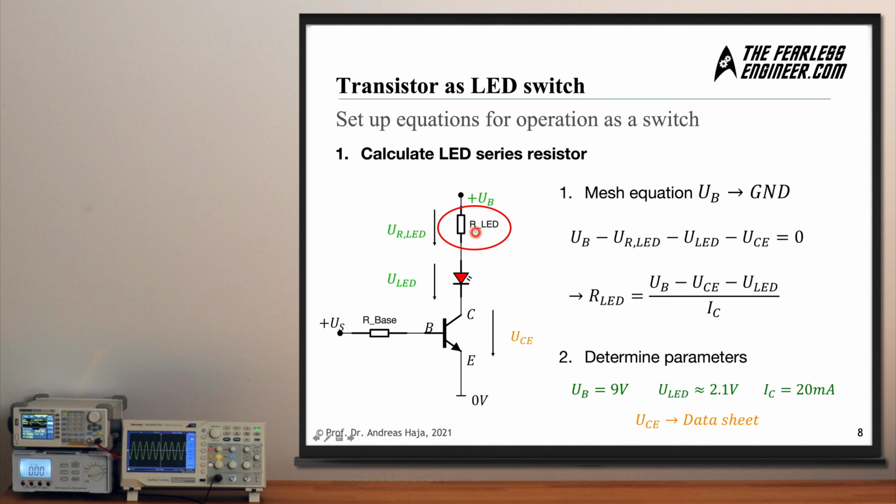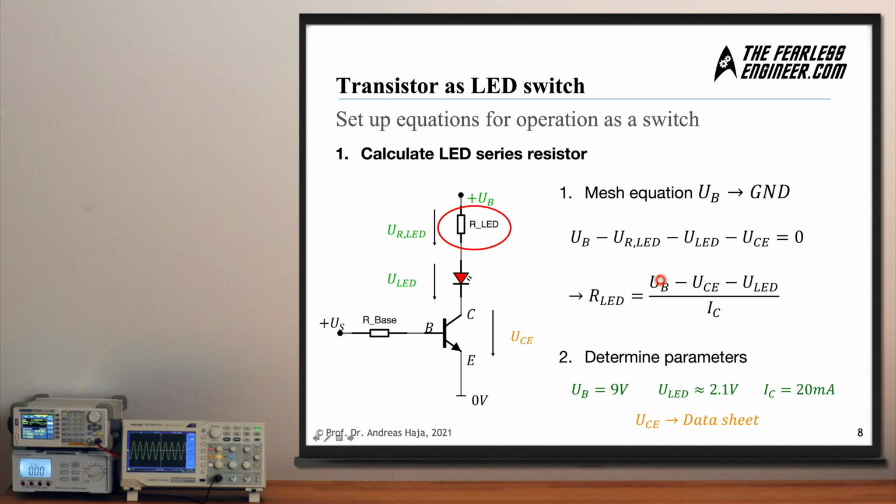And then we can insert, by using Ohm's law, the product of the resistance value in front of the LED and the current flow, which is IC, and then solve for this resistance value here, which is what we need in order to protect the LED from too much current. In order to get the numerical value for this resistor here, let's take a look at what we have.